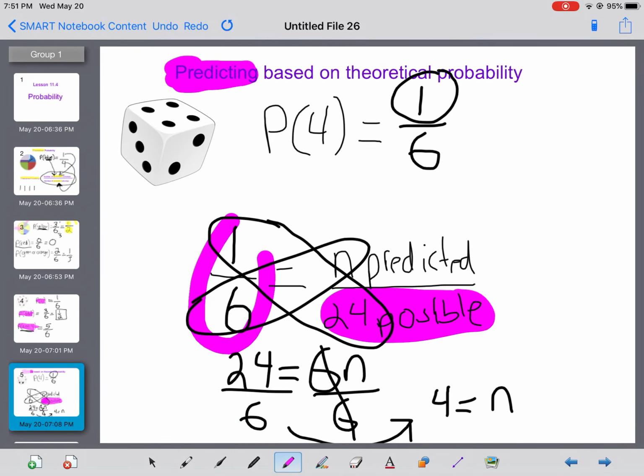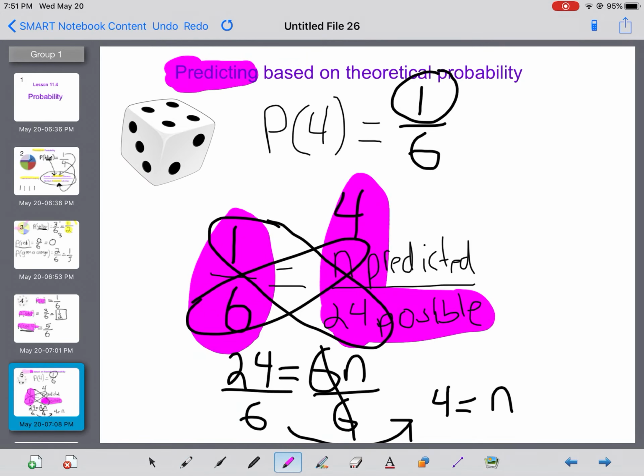So going back to over here, my theoretical probability is 1 out of 6 times I would roll a 4, which now means I can put 4 up here: 4 out of 24 times I would get a 4 if I rolled 24 times.